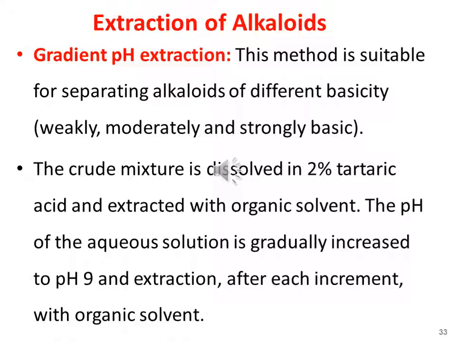First of all, the crude plant mixture is dissolved in 2% tartaric acid, followed by its extraction with organic solvent. The pH of the aqueous solution is gradually increased, followed by the extraction with organic solvent. The pH of the acidic solution is gradually increased up to 9. After each increment in the pH, you have to apply the organic solvent extraction.